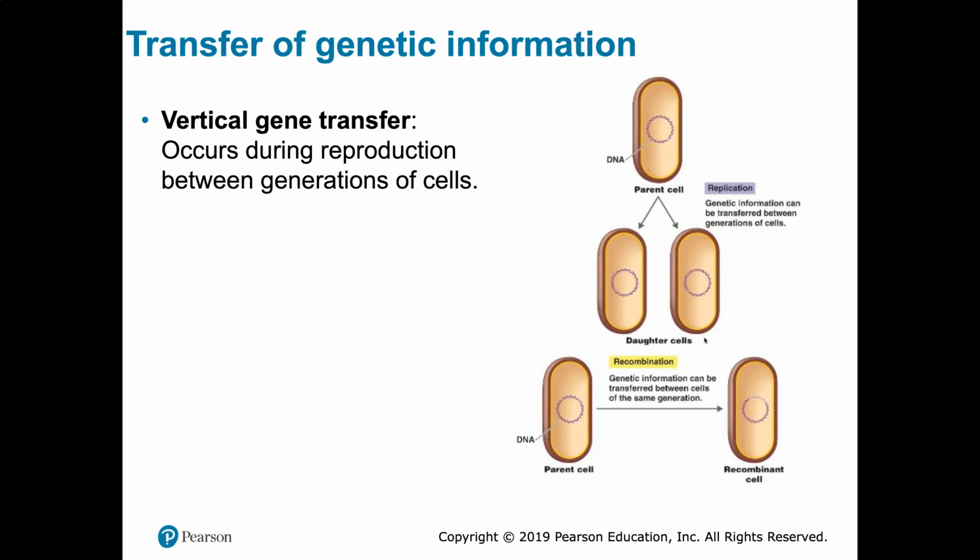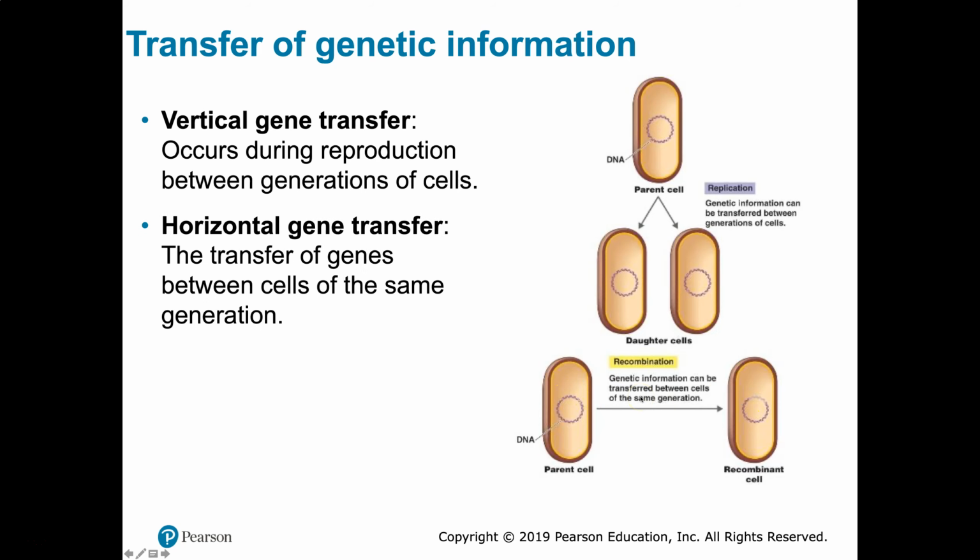So again, vertical gene transfer is here we have replication, two identical daughter cells, and then here's horizontal gene transfer with recombination, swapping genes between cells of the same generation. So vertical, reproduction of generation of cells. Horizontal, transfer genes between cells of the same generation. Perfect. I've kind of said this multiple times already.